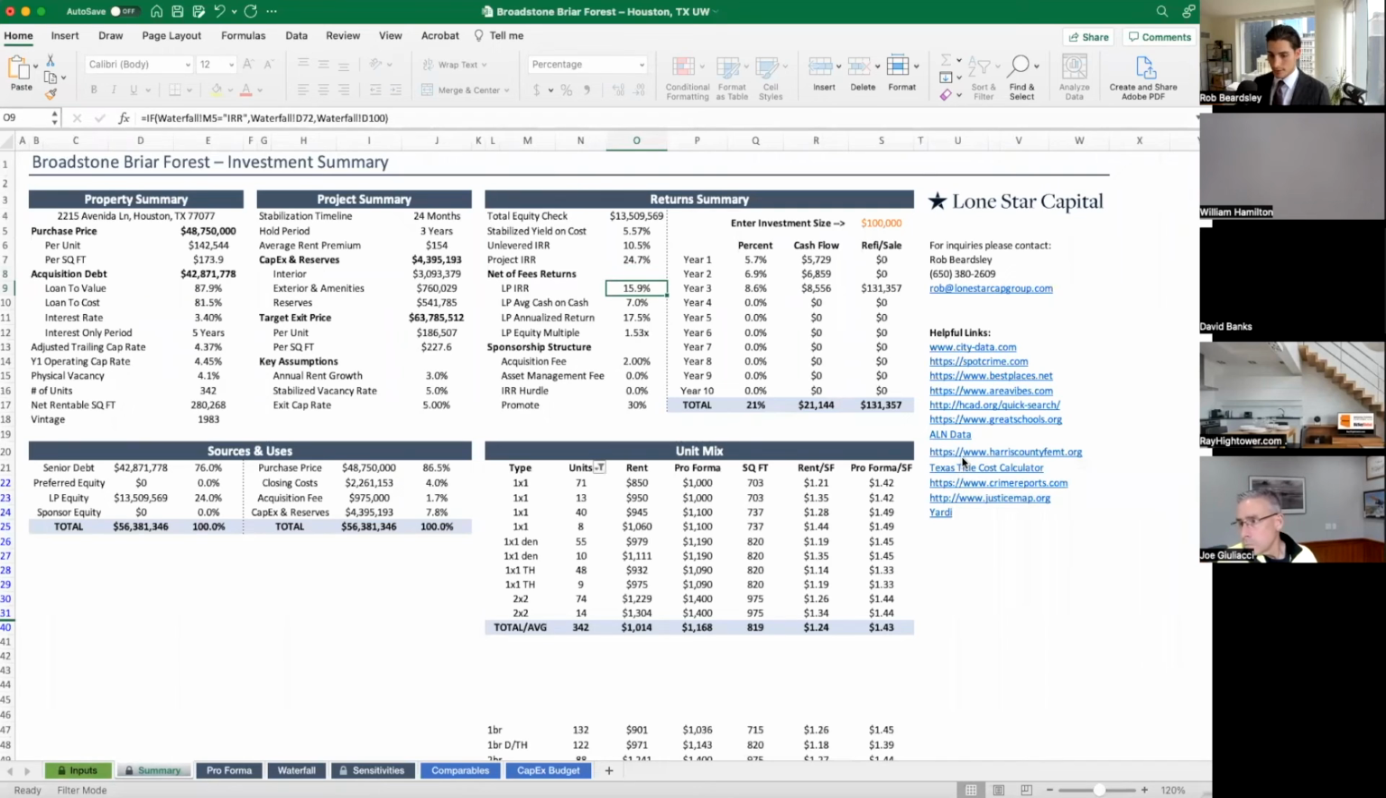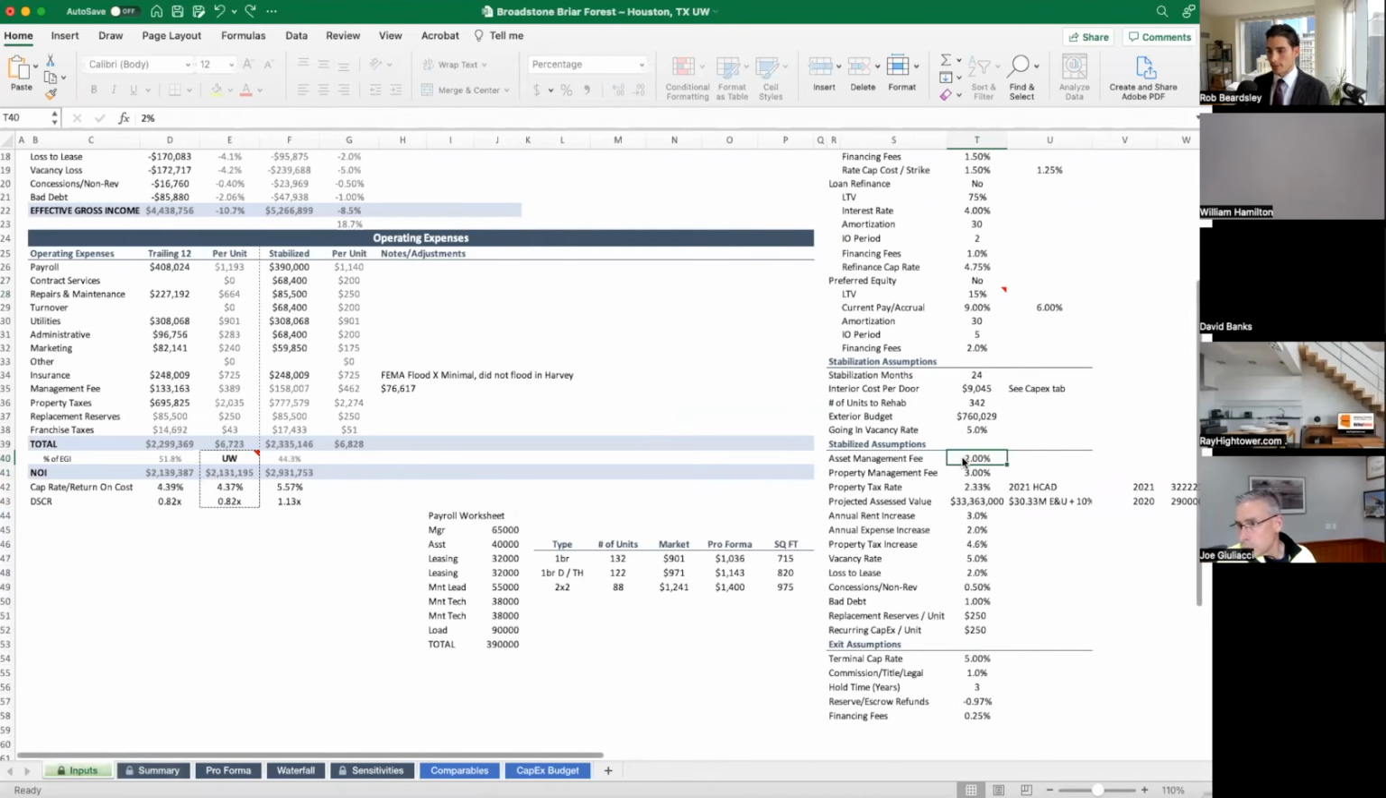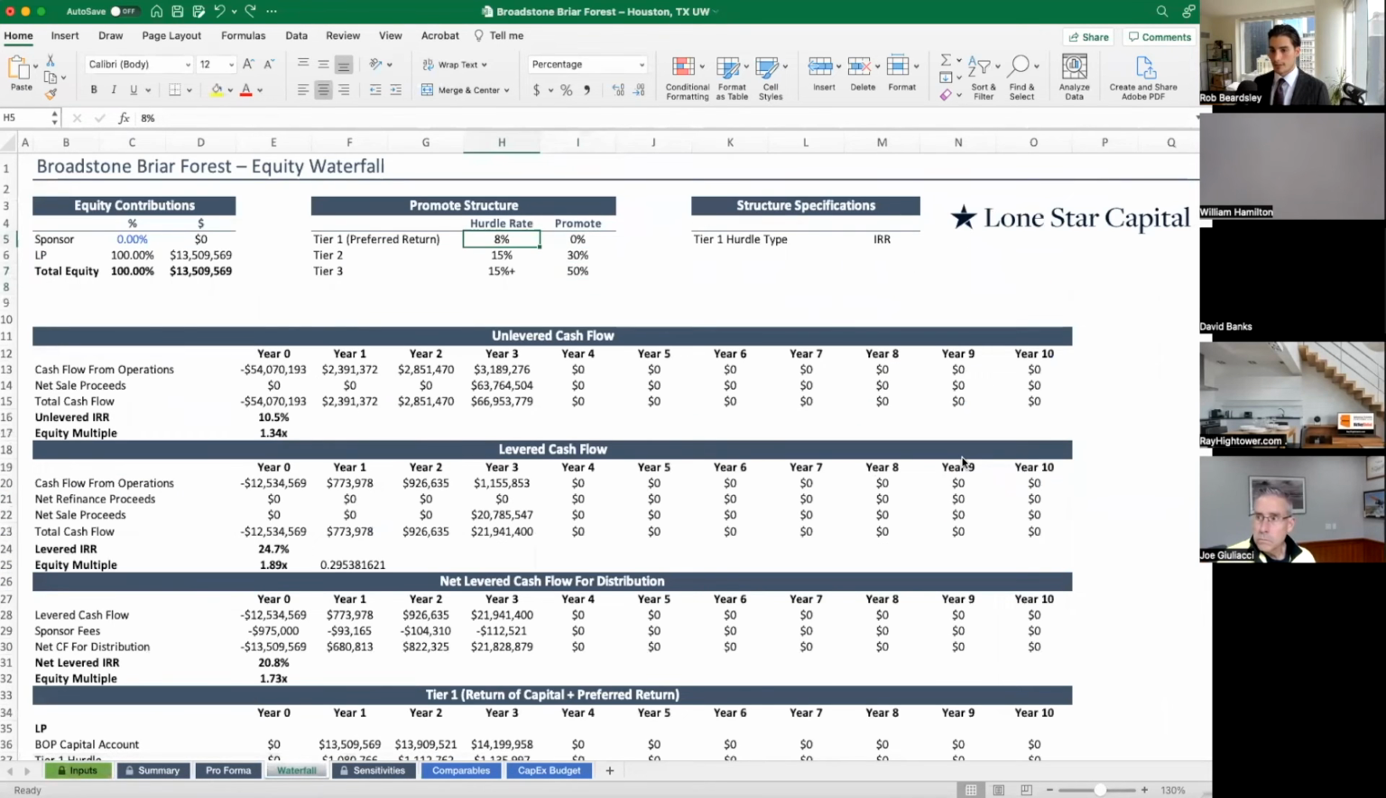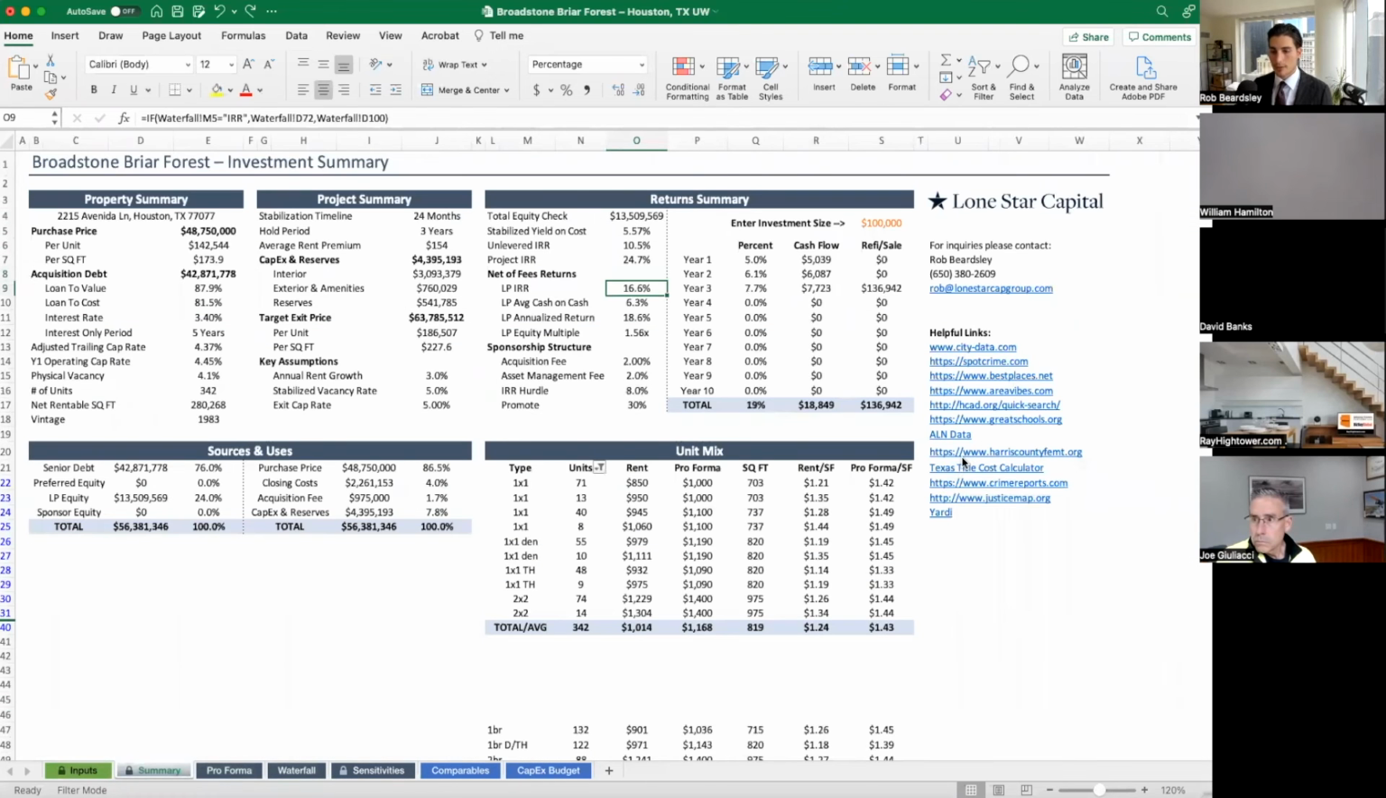But the cash flow is lower. And so I forget what the cash flow was originally, so I apologize for that. So the cash flow in the preferred return structure is 6.3%.